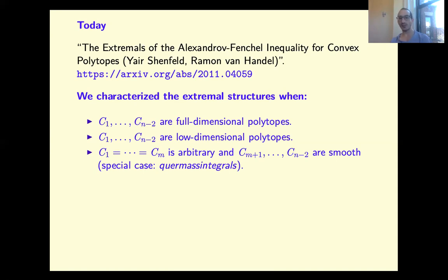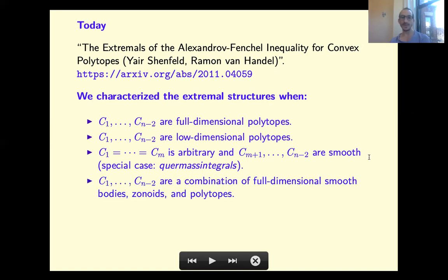We did, in fact, a bit more. You can have all kinds of mixed cases. For example, you can take n minus 2 of the bodies to be the same and be any arbitrary convex body. It doesn't have to be a polytope, and the rest of them to be smooth. And a special important case is the case of square mass integrals. So we also settled the equality cases for square mass integrals, which are almost characterized, but not quite. And you can also take them to be combinations of full dimensional smooth bodies, zonoids, and polytopes, and all kinds of things. And I'm not going to get into it. You can find it all in the paper.